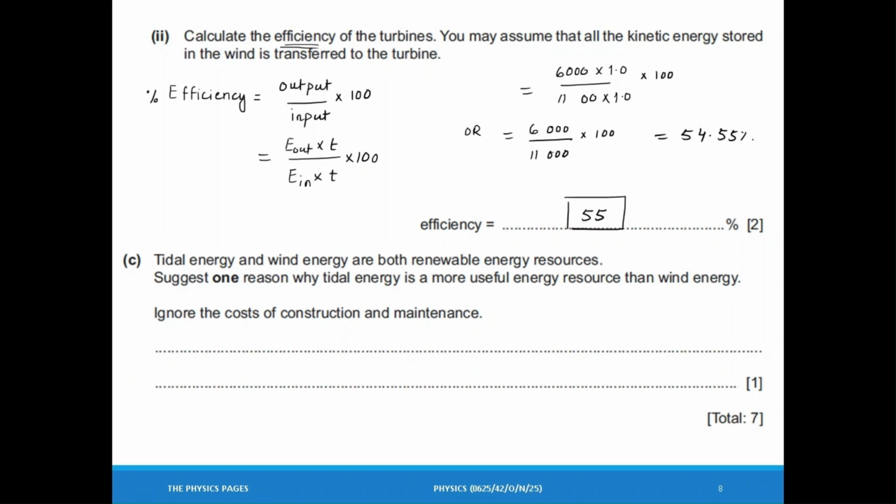In part C, the tidal energy. We know that tidal energy is energy created by the moon's gravitational pull or the sun's gravitational pull, and wind energy is created by the wind. Both are renewable energy sources, meaning they can be created again and again without using up any resources. Suggest one reason that tidal energy is more useful. We are going to ignore the cost of construction and maintenance.